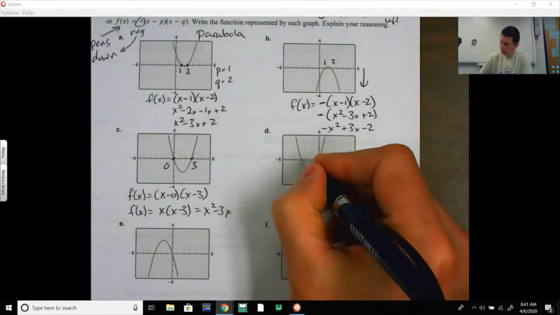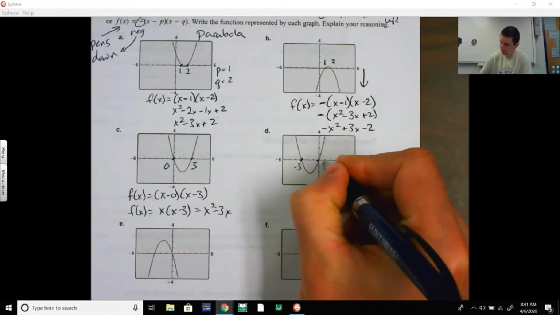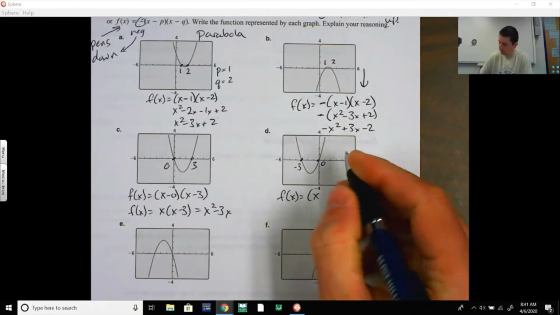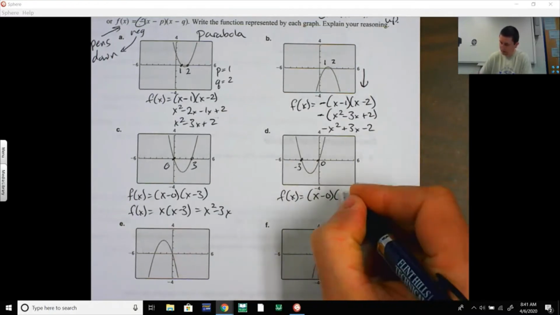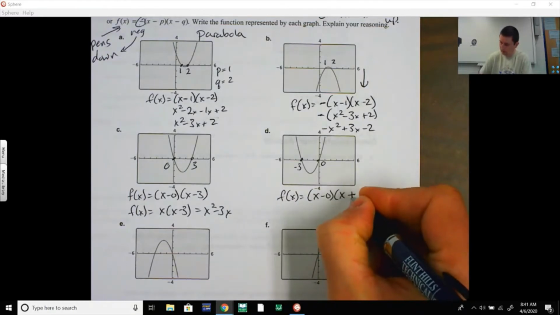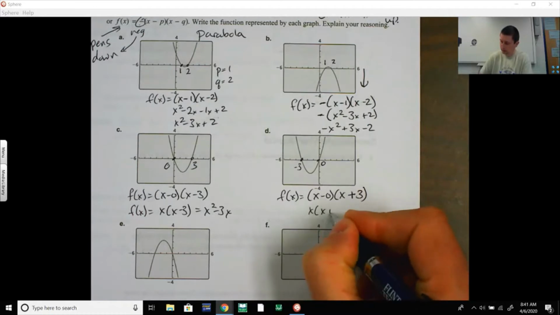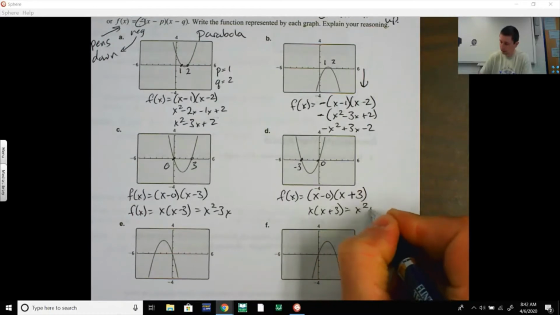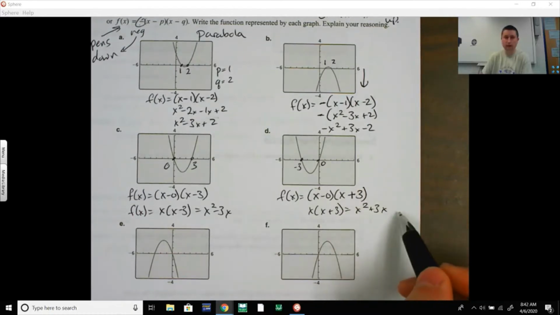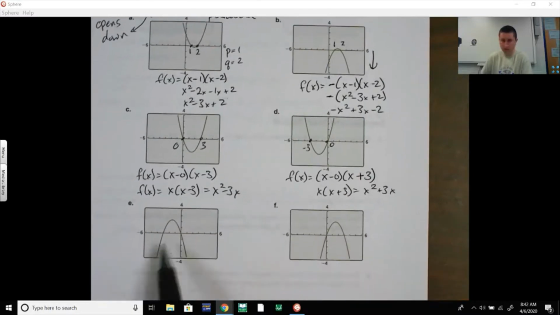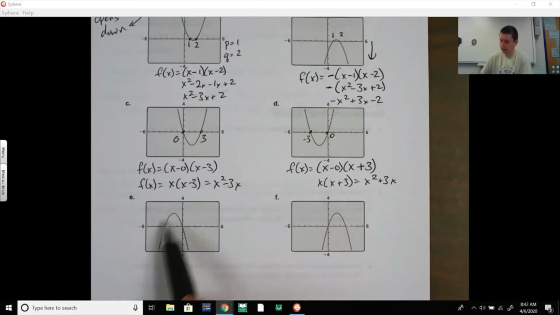Okay, opening up, this is a negative 3, this is a 0. So f of x equals x minus 0 again, times x minus a negative 3. So that changes to a plus sign. So we get x times x plus 3, so this one gives us x squared plus 3x. Again, there's no c value, because the c value is 0, we don't write it, and the y-intercept is 0. So these would be the same situations, only you have a negative sign in front. Okay?